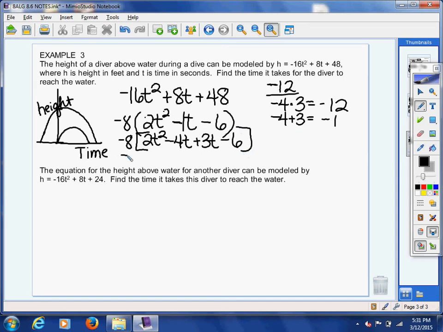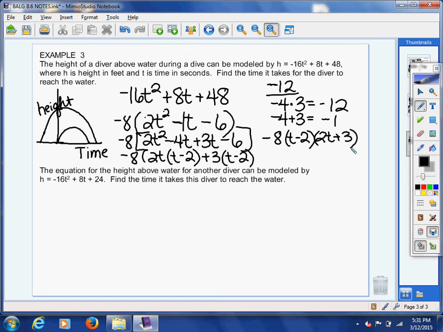So we're going to factor by grouping. There's our GCF. We're going to take out a 2t. That's going to leave us with t minus 2. Let's take out a positive 3. That's going to leave us with t minus 2. And then to clean it all up, we're going to have negative 8, and then one of our quantities is t minus 2. The other one is 2t plus 3.